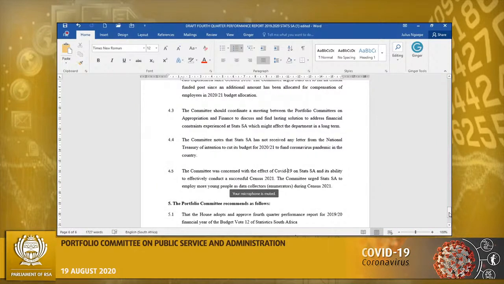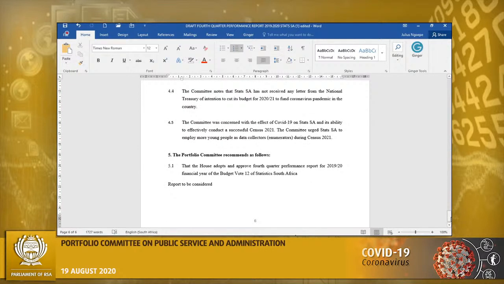And 4.3, the committee should coordinate a meeting between the portfolio committees on appropriation and finance to discuss and find a lasting solution to address financial constraints experienced at SSA, which might affect the department in the long term. And then 4.4, the committee notes that SSA has not received any letter from the National Treasury of intention to cut its budget for 2021 to fund the coronavirus pandemic in the country. And 4.5, the committee was concerned with the effect of COVID-19 on SSA and its ability to effectively conduct a successful census 2021. The committee asked SSA to employ more young people as data collectors or enumerators during census 2021. So, honorable members, we may have recommendations on this report for SSA, but it was just only observations. And Chairperson, through you, Chair.